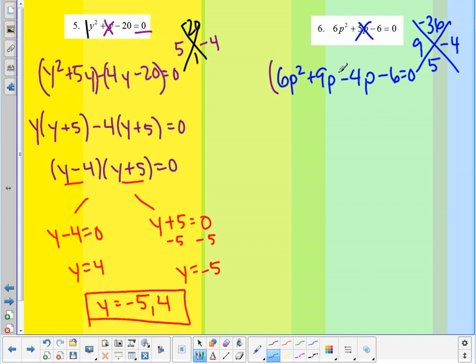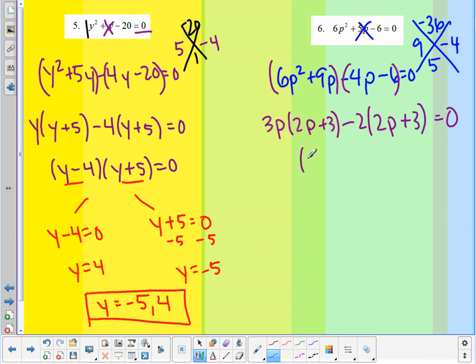And then group them. From the first group, I can take out a 3 and a p, and that leaves me with 2p plus 3. From the second group, I can take out a negative 2, and that leaves me with positive 2p plus 3. I want that negative to come out so that they turn into positive terms there. So I've got 3p minus 2, 2p plus 3 is 0, and now we solve.